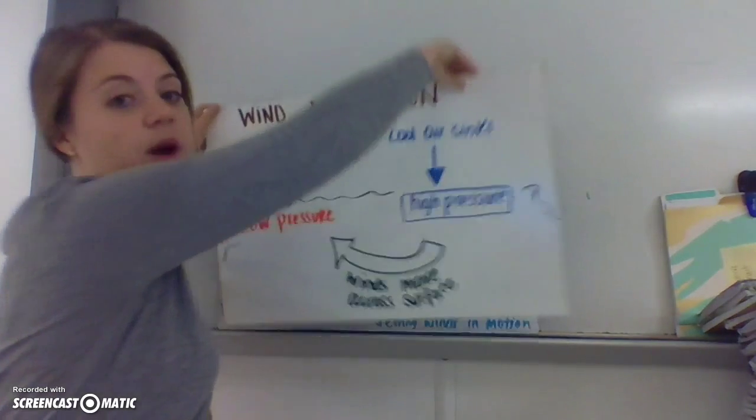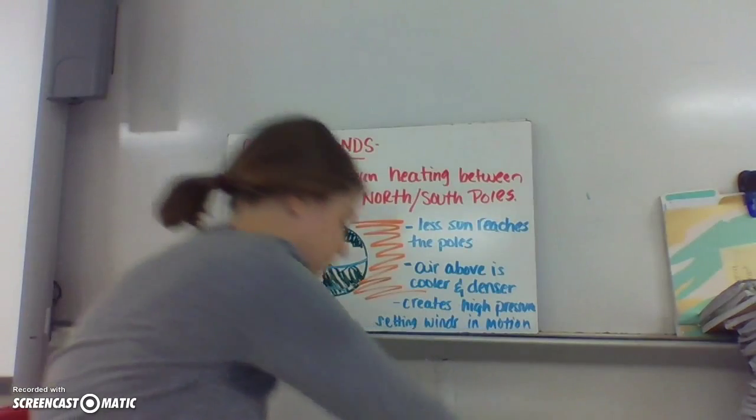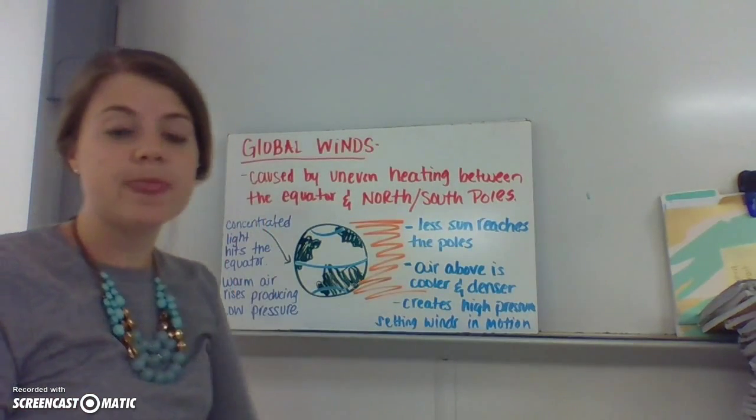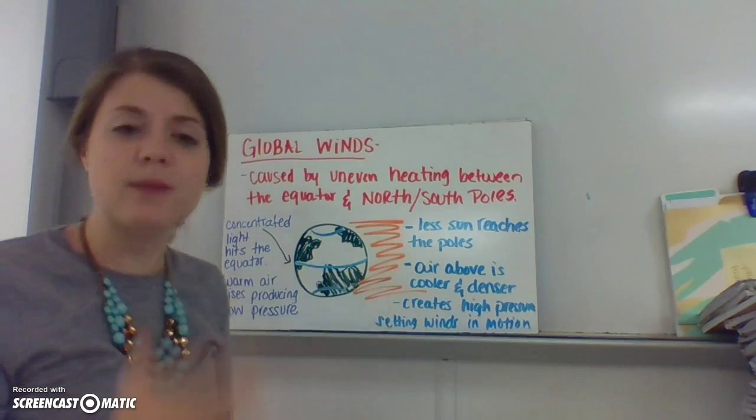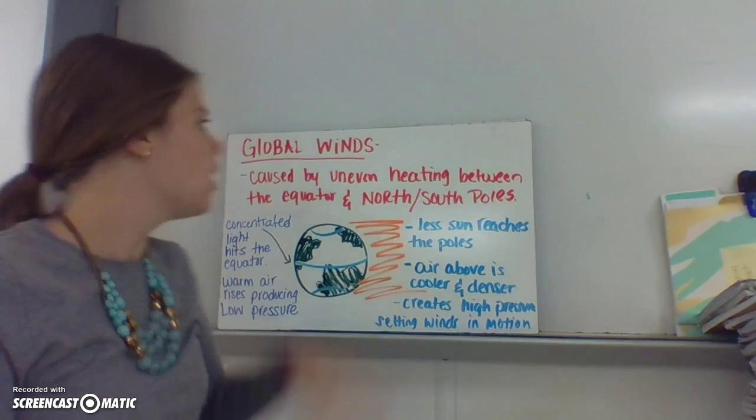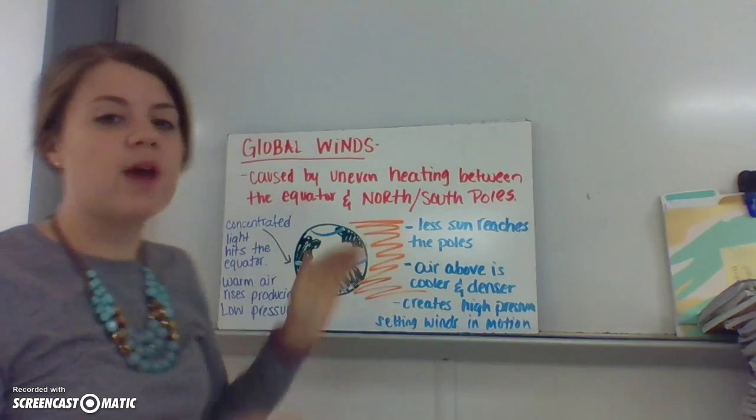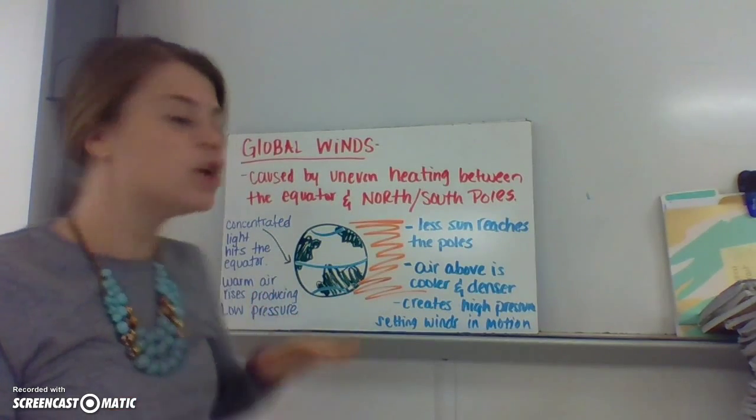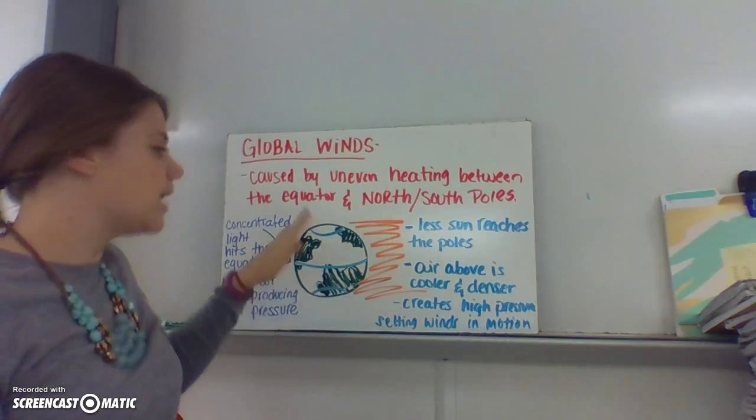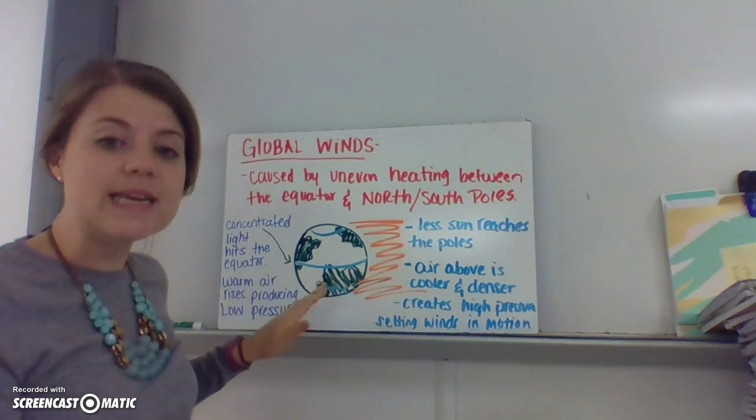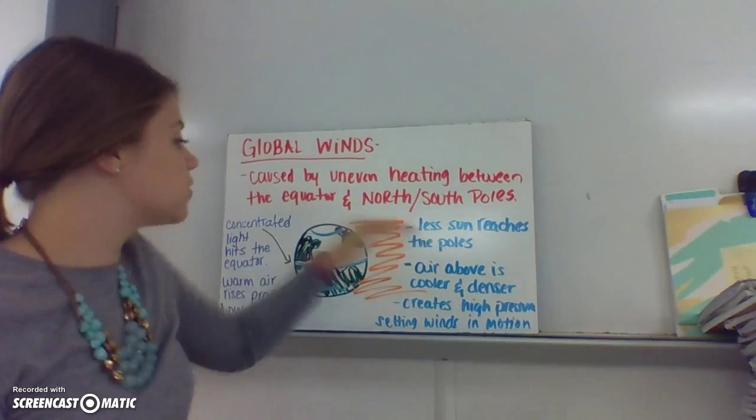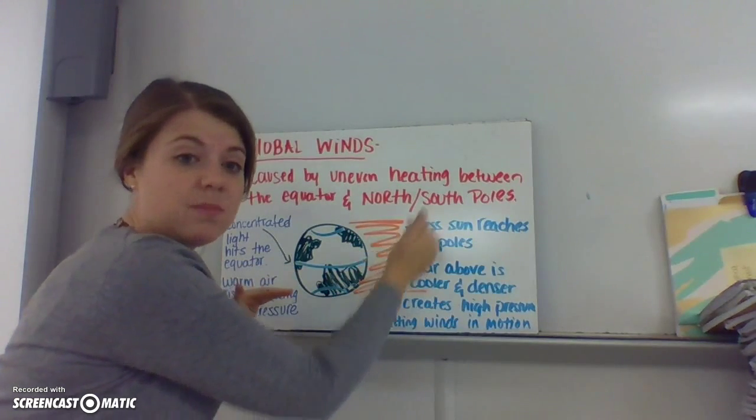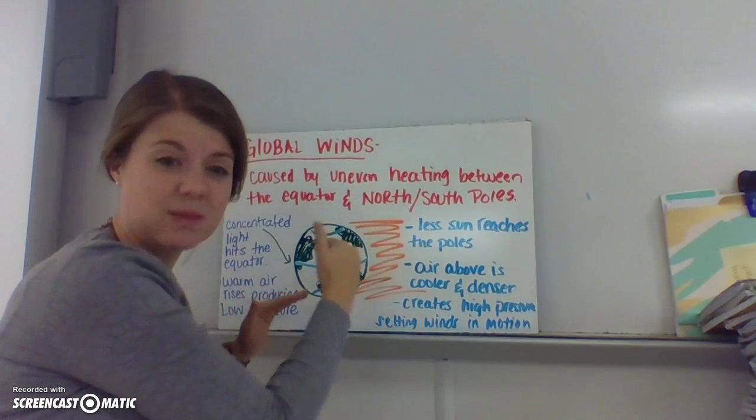So we see this on a bigger scale than just what we see daily out the window. We see this along the globe. We see this in global winds. You may or may not have heard about this before. But global winds are caused by the uneven heating between the equator and the North and South Pole. So let's look at our little example here. Here's the Earth, but we can see that the sun's rays hit that equator dead on, but they're not necessarily hitting the poles as much.